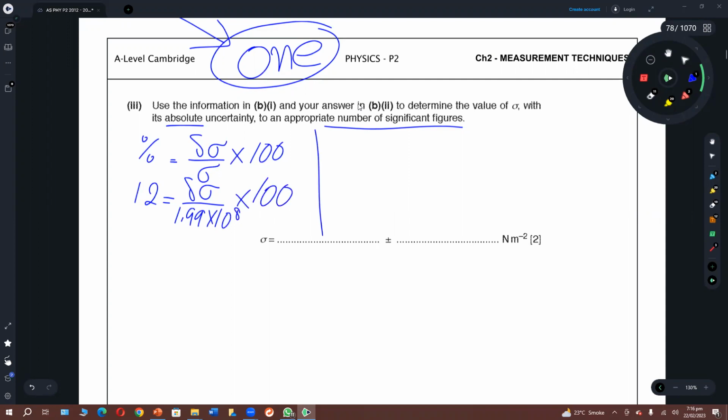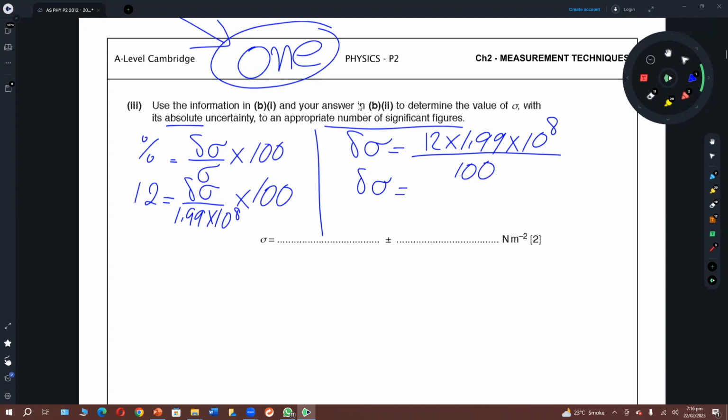Now, rearrange it. I have to copy this down, and you have to solve this value for me. It is coming as 2.4 into 10 power 7.